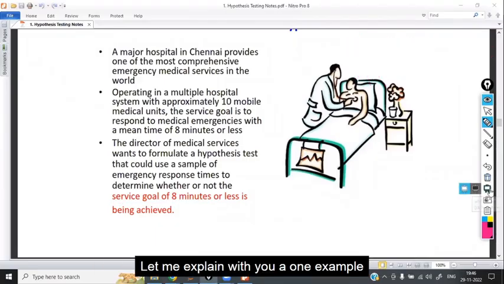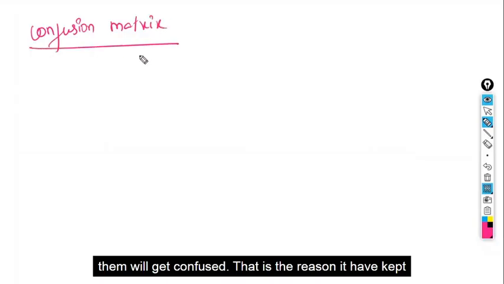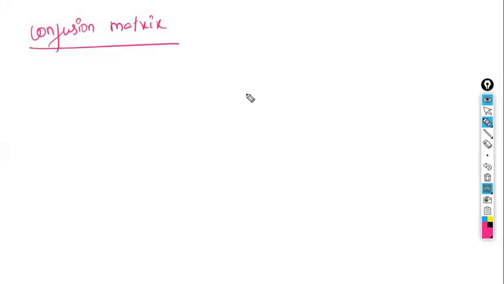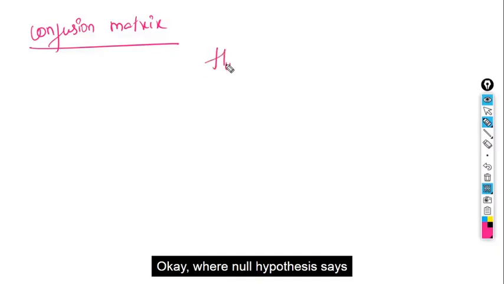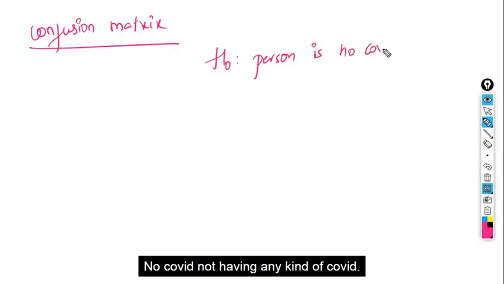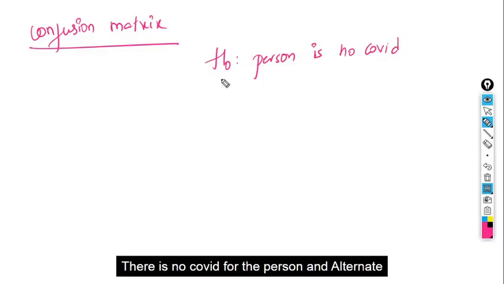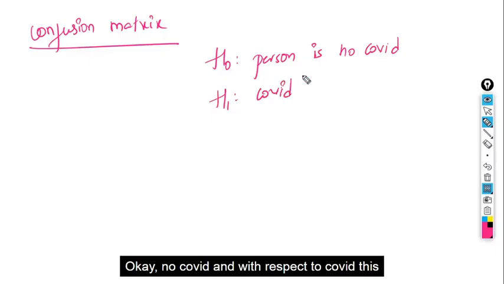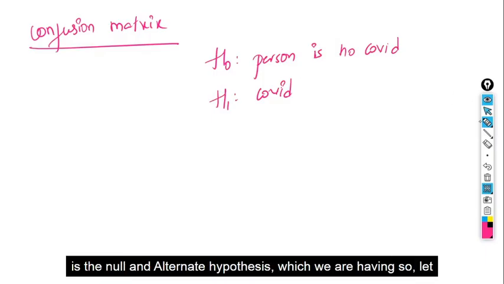Now let me explain with one example called the confusion matrix. The name is confusion matrix, and many of them get confused, which is the reason they kept that name, but you don't get confused. Let me explain with a simple example, where the null hypothesis says the person has no COVID, and the alternate hypothesis says there is COVID. This is the null and alternate hypothesis which we have.